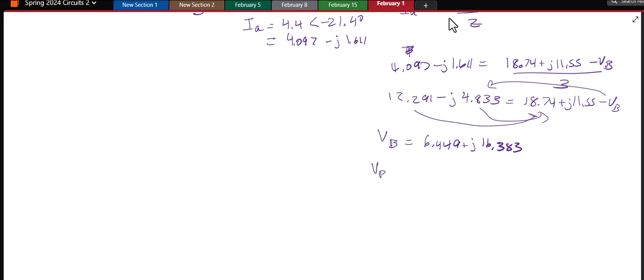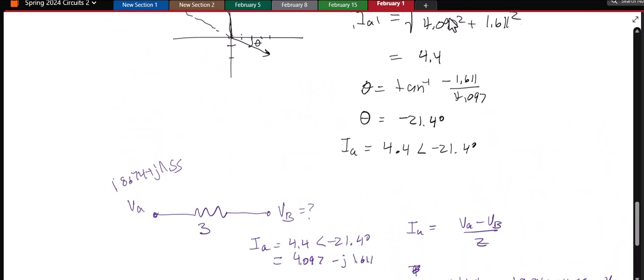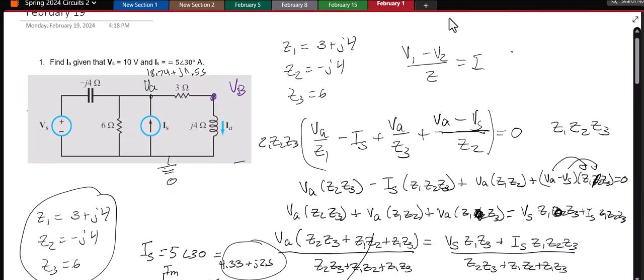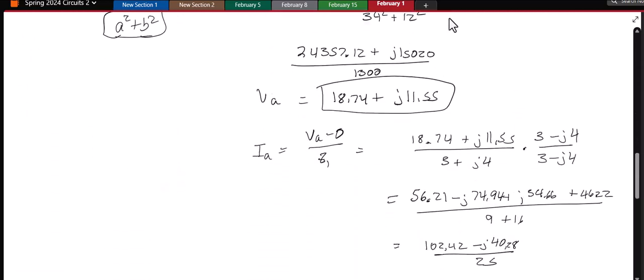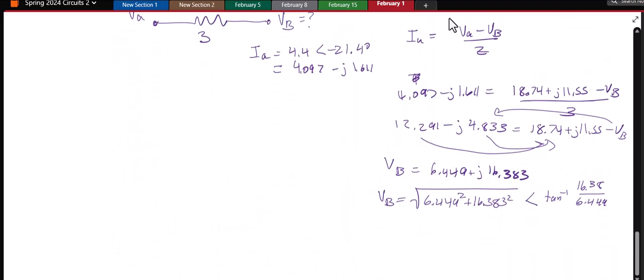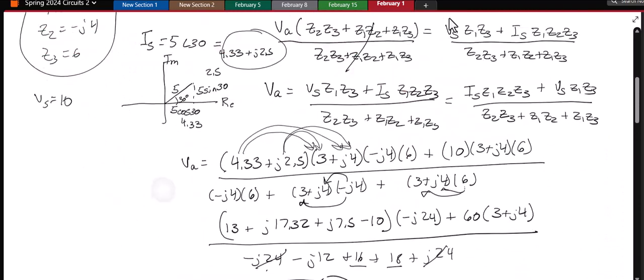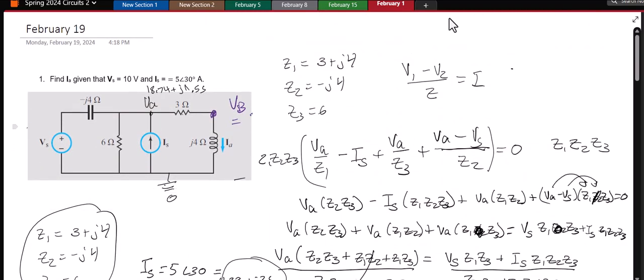So, in polar coordinates, VB equals the square root of 6.449 squared plus 16.383 squared, angle inverse tangent of 16.383 over... I don't actually know why I'm doing this because I don't think I need it, so I'm going to stop there, because what I needed was VB in this system where I had ground here at 0. And so when I had ground at 0, then VB equaled 6.449 plus J16.383 or something like that.